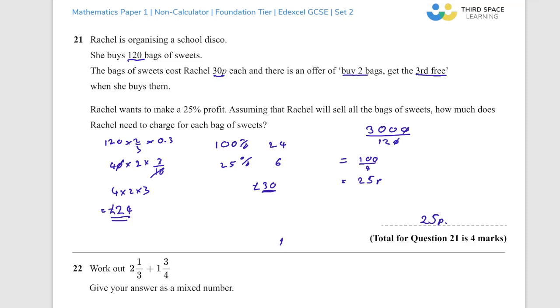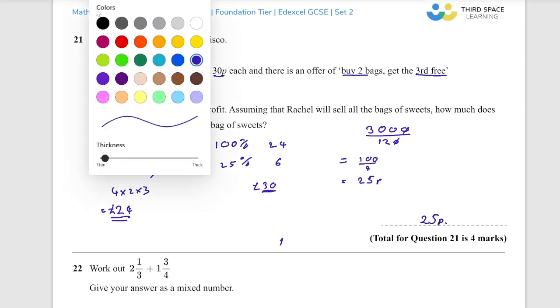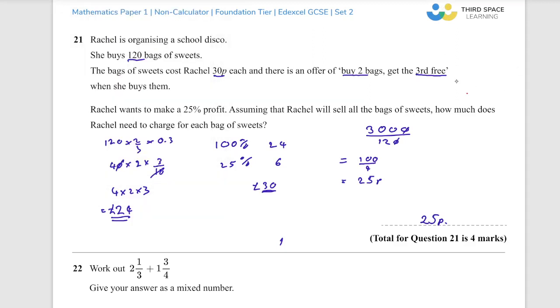Just looking at that, could I have done this a better way? Arguably I could have. Let me just have a little play. So could I have said, in effect, if she pays 30 pence each, so if she pays 60 pence, she will get 3 bags. So she's actually paying 20 pence each for the bags. If she wanted to make 25% on that, she would want to make 25 pence. Yeah, that would be much quicker.